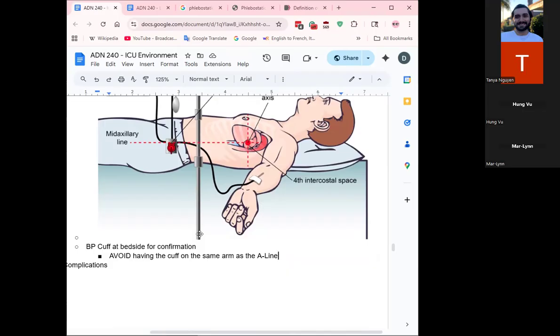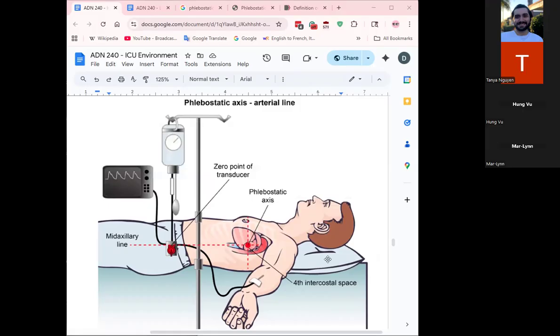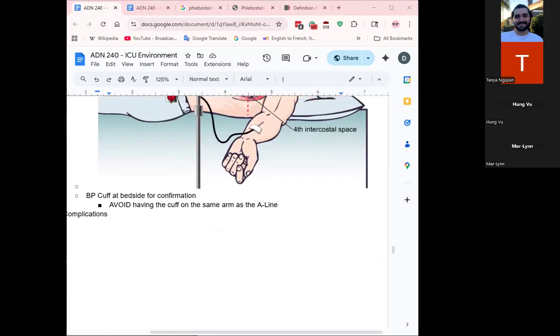But you don't want to have it on the same arm as the A line, for reasons similar to the PICC line. Plus, you're constricting that A line, you might ruin the A line. So if their A line is on their left radial, you're going to do the blood pressure on their right side, just to confirm it.